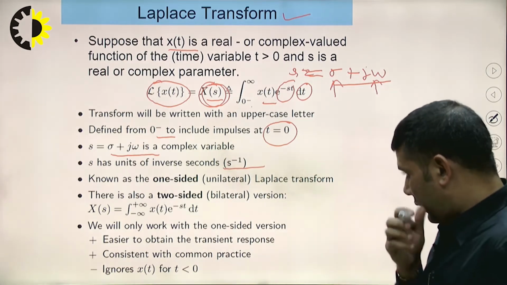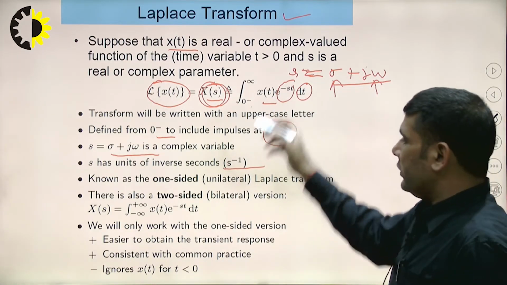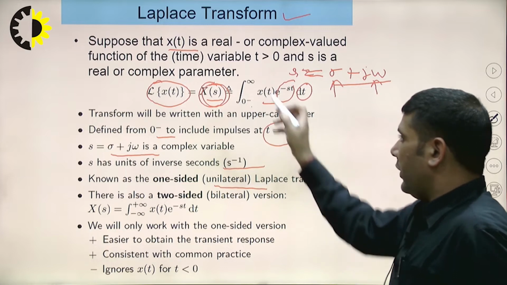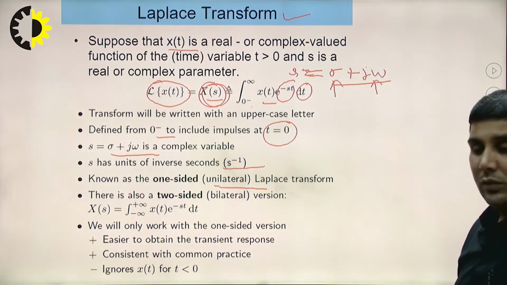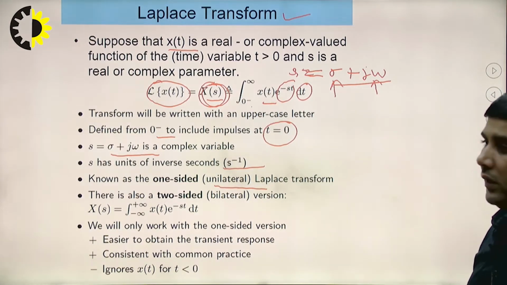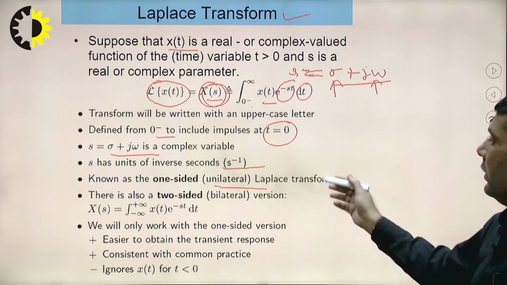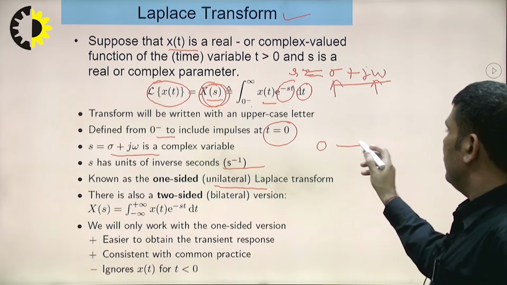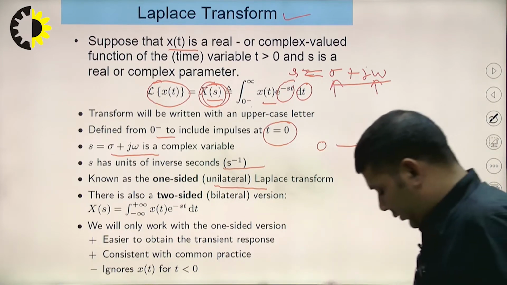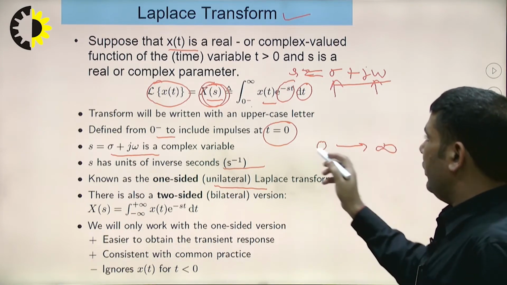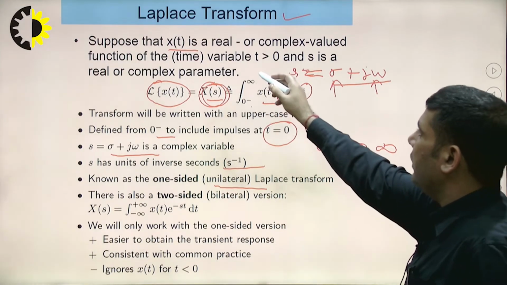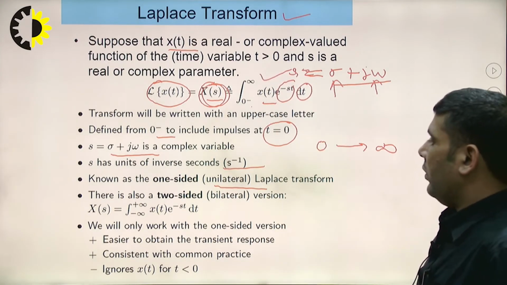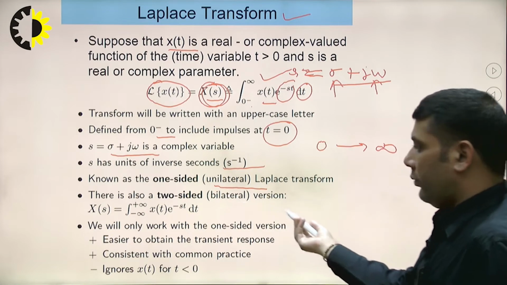So this is basically the one-sided or unilateral Laplace transform formula, and in this subject we are discussing electrical signals. They basically start from 0 and go up to infinity, so we only use this one-sided Laplace transform formula. Of course, there is a bilateral two-sided version also.